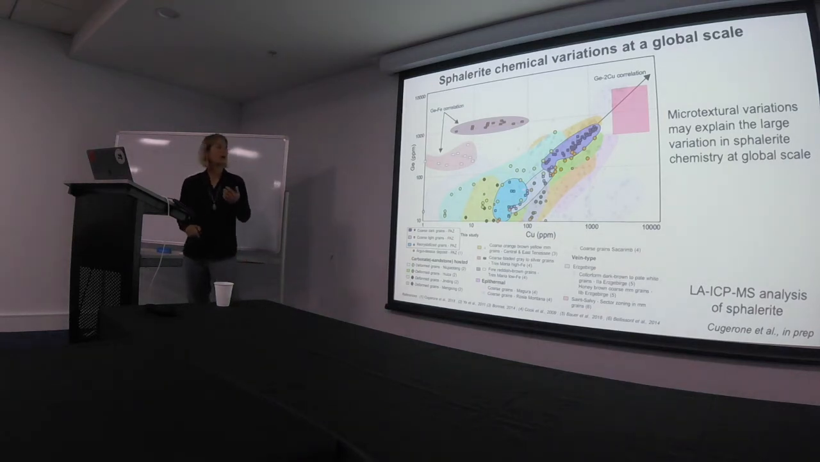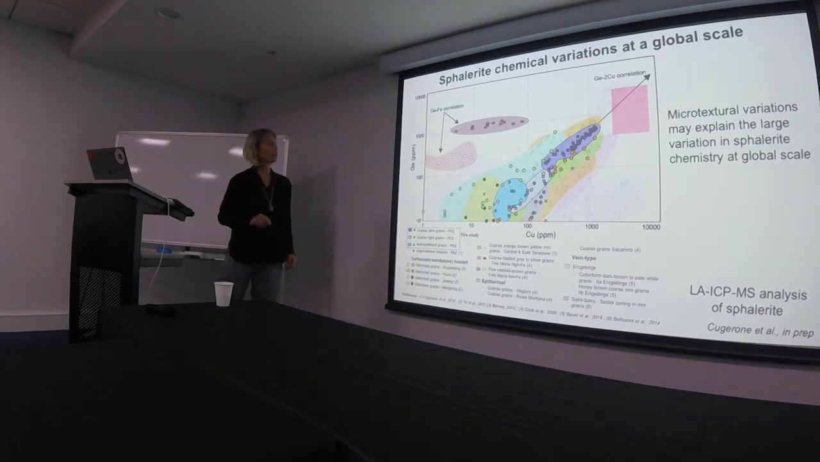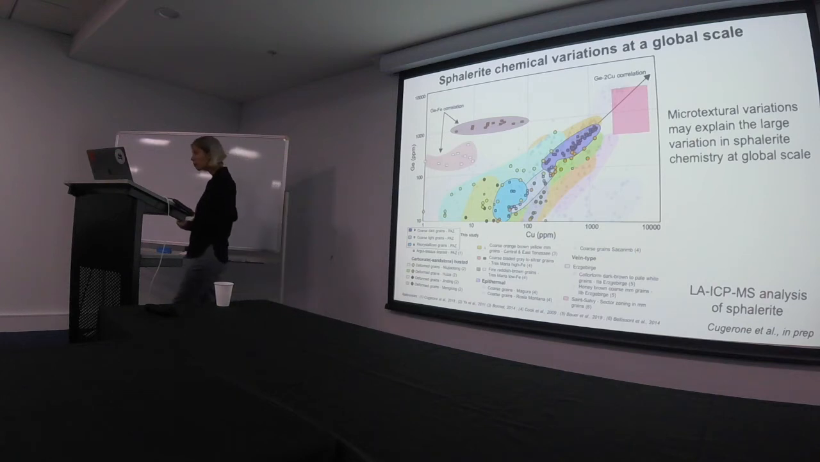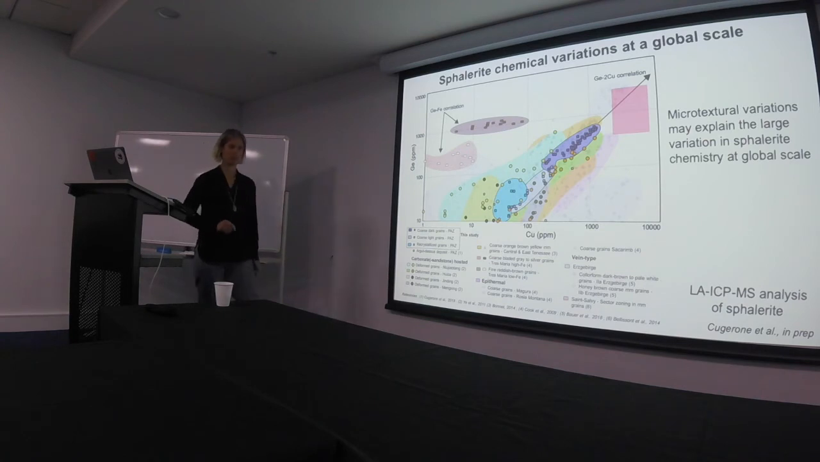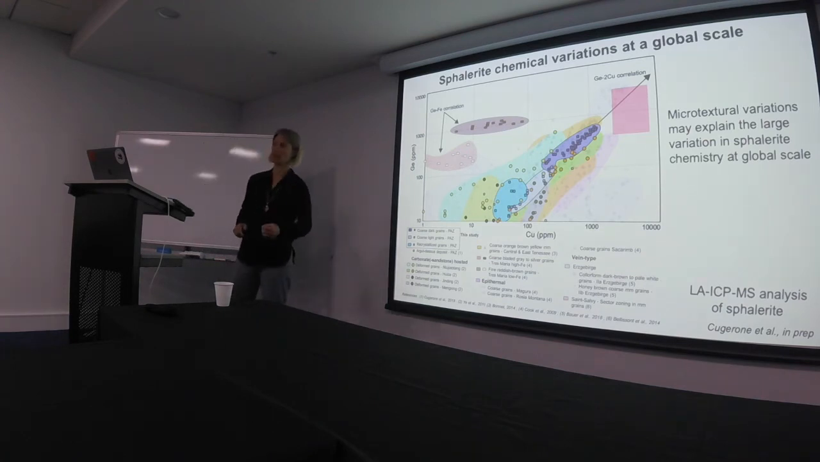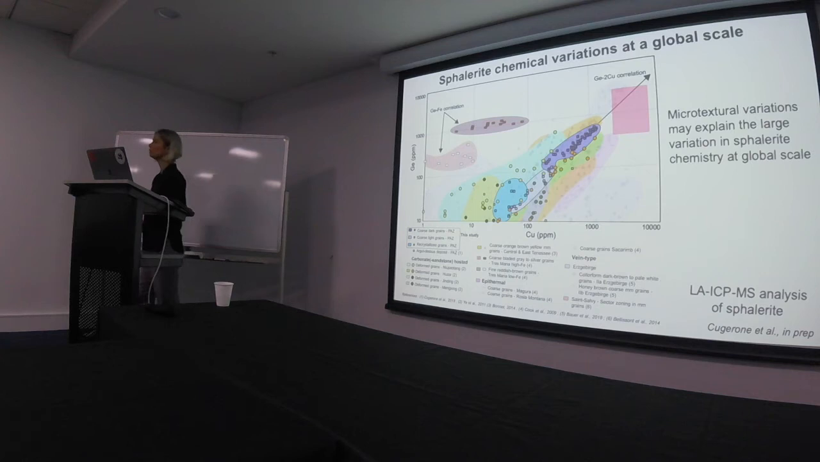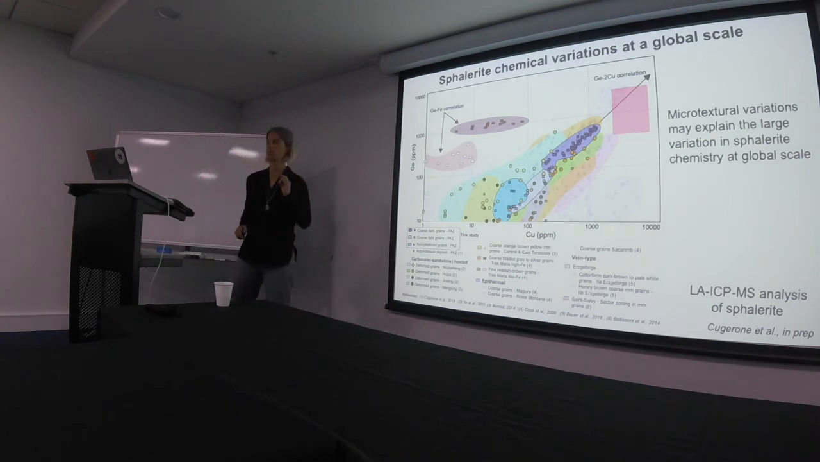So there is a large variation in chemistry of sphalerite at global scale, and this trend can be interpreted as a variation in texture, so in recrystallization processes, but there may be a lot of these processes hidden to explain this large variability. And what is important is that often for exploration, you do chemistry, maybe bulk chemistry, maybe laser ICP-MS. But it's important to link the textural information in order to understand the processes. I will come back to this at the end of the talk.